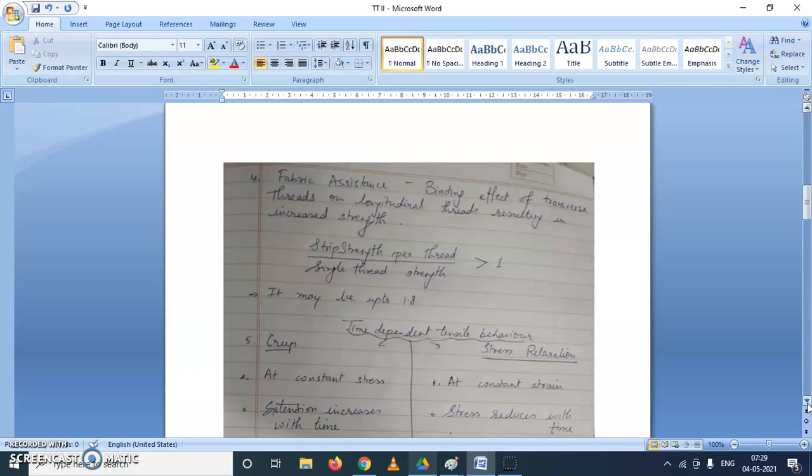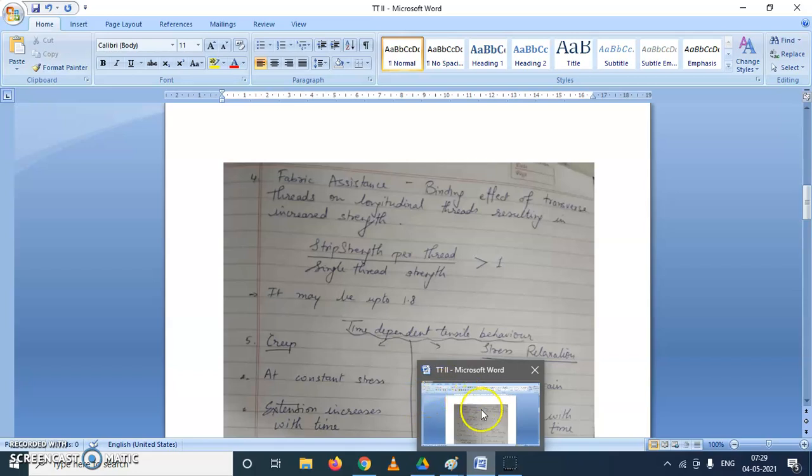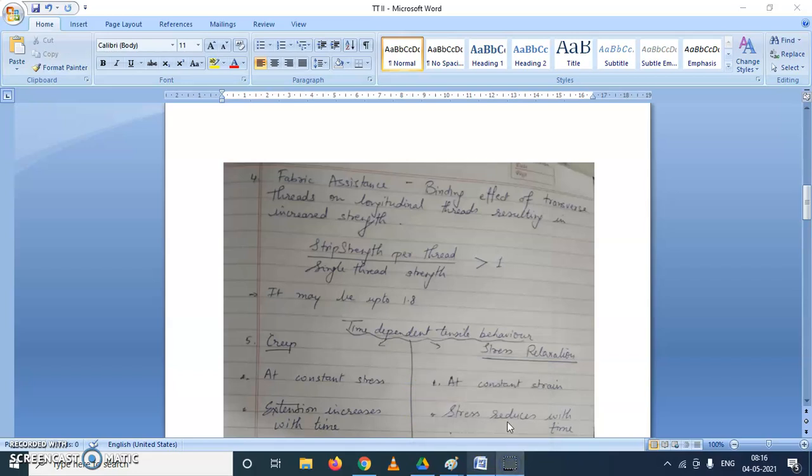Now, if you are measuring the strip strength per thread warp wise, then weft is not directly contributing, but indirectly, through the frictional contacts, weft is also contributing to the strength. So we can understand that fabric assistance is a factor which is a binding effect of transverse threads on longitudinal threads, resulting in increased strength. Its value may be up to 1.8.